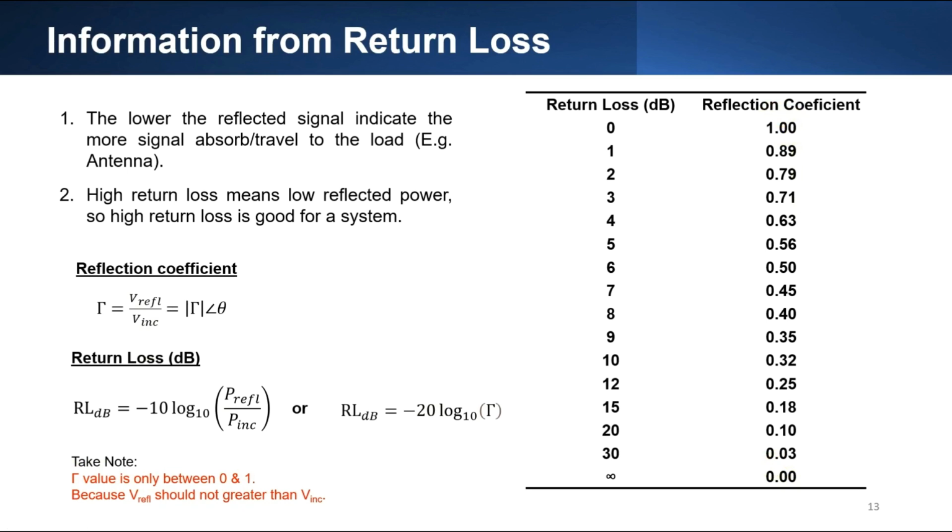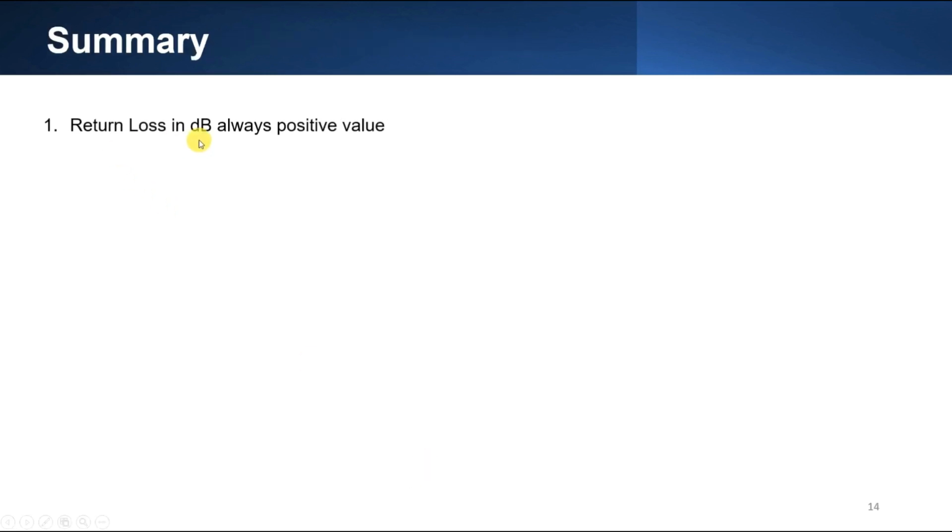Why? Because your reflected signal won't be greater than your power input. Your power input maximum is 100%, which is equal to 1, so it won't be greater than 1. Therefore, the smaller the reflection coefficient, the lower the reflected power, and the better the system. Voltage reflected should not be greater than voltage incident. Your voltage incident is 1, and your voltage reflected cannot be greater than 1, which would mean more than 100%. So in summary, return loss in dB is always a positive value, because of the word loss here.